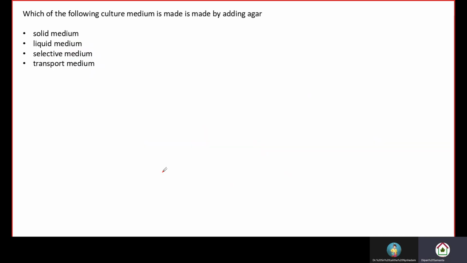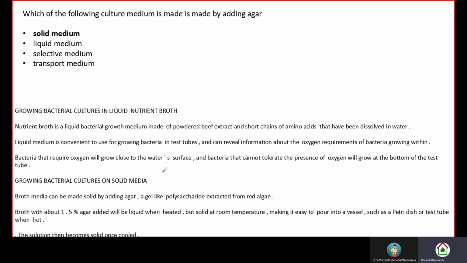Which of the following culture media is made by adding agar? Solid medium, liquid medium, selective medium, transport medium. Solid medium. Now, growing bacterial cultures in liquid nutrient broth: nutrient broth is a liquid bacterial growth medium made up of powdered beef extract and short chains of amino acids that have been dissolved in water.